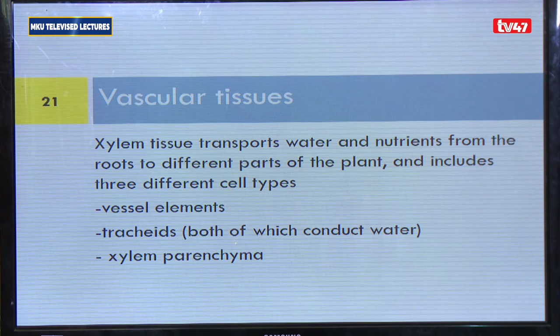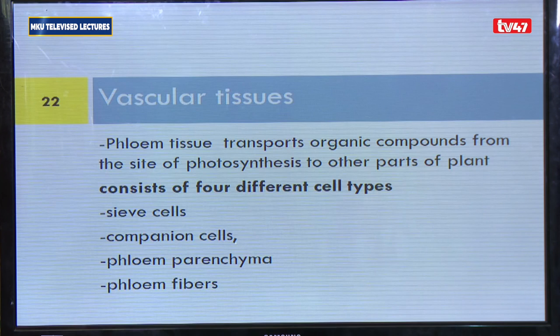Now, likewise, we find the phloem. Phloem, we said, it is responsible for the transportation of food materials, soluble food materials. Transporting the food materials from the leaves where photosynthesis takes place, and the food materials are basically made there, and transporting the food material to the other parts of the plant.